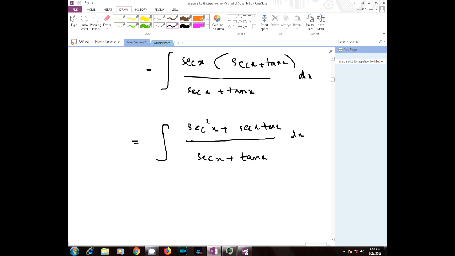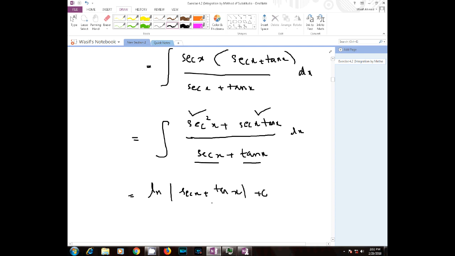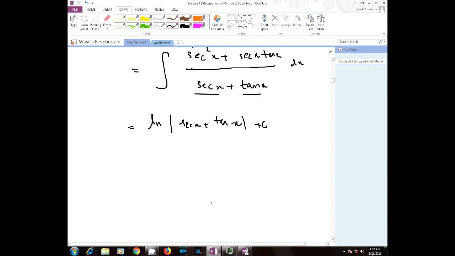Similarly, we can watch that the derivative of tan x is secant square x, and the derivative of secant x is secant x tan x. Therefore the derivative of the denominator is given. Therefore it becomes directly equal to natural log of secant x plus tan x plus constant of integration. This is the answer. However, you can also write it in a systematic manner, and since I want to match the answer with your book, I will further simplify it.